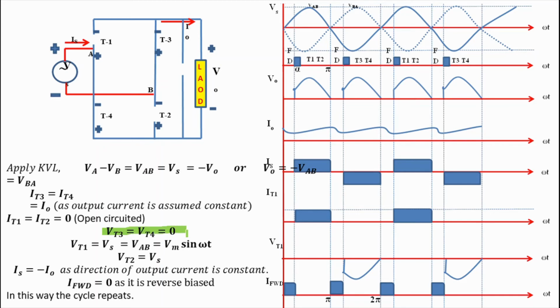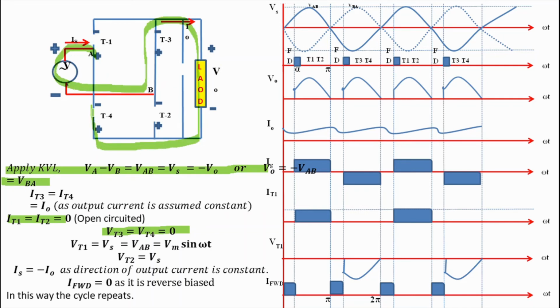Now this circuit will look like this. Here current will follow the path through Vs, T3, load and T4. Now apply KVL on this path. We get output voltage V0 is equals to VAB, and that is equals to Vm sin omega t. And here you can see source current is opposite to the load current, so Is is equals to minus I0. We can clearly see this from circuit. Now freewheeling diode current here is equals to 0 because current now starts flowing on new path.